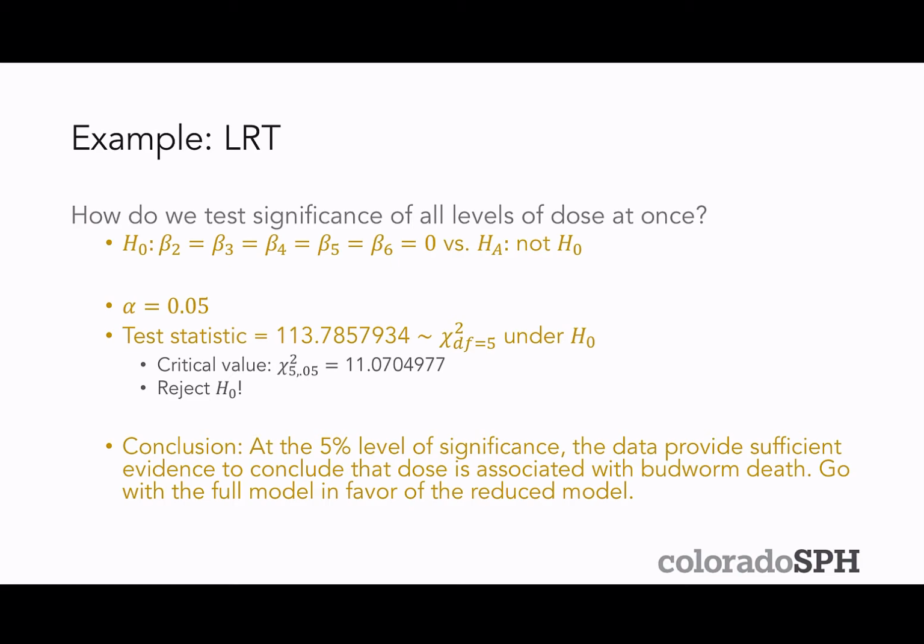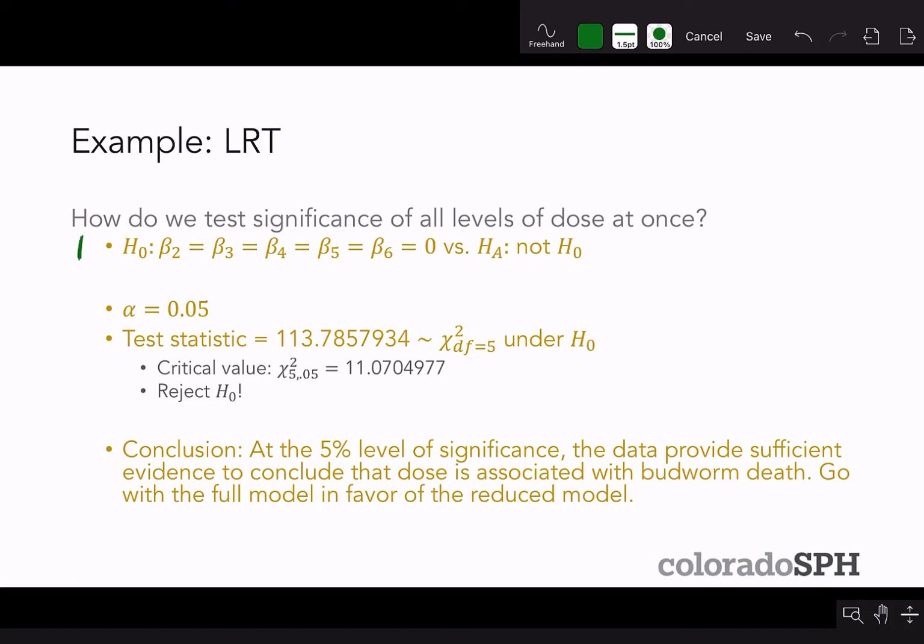So again, we're testing the null hypothesis that all of the betas associated with dose are equal to 0, against the alternative hypothesis of not H naught, just saying that H naught is not true, or equivalently, that at least one of these betas is not equal to 0. We're choosing an alpha level of 0.05, and the test statistic that we calculated as the ratio of likelihoods is about 113.